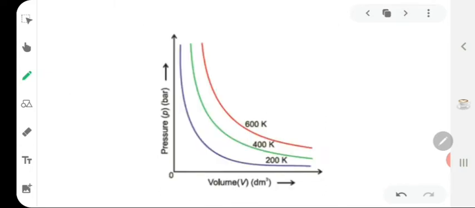Now this is the graph between pressure and volume at temperatures marked on the graph. Now from the graph we can conclude that at low temperature and high pressure there is a little bit of a deviation. We can say that gases do not obey Boyle's law strictly at all values of pressure and temperature, but are found to do so only at the low pressure and high temperature.